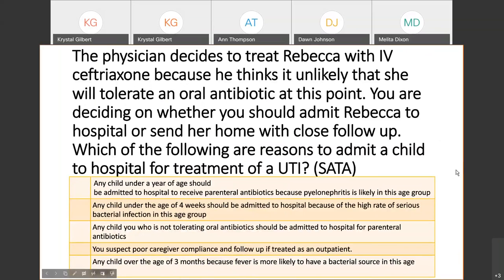So the physician decides to treat Rebecca, the infant, with IV ceftriaxone because he thinks it's unlikely that she will tolerate an oral antibiotic at this point. You're deciding on whether you should admit Rebecca to the hospital or send her home with close follow-up. Which of the following are reasons to admit the child to the hospital for treatment of the UTI? Select all.